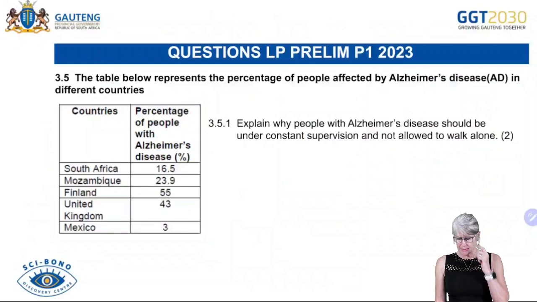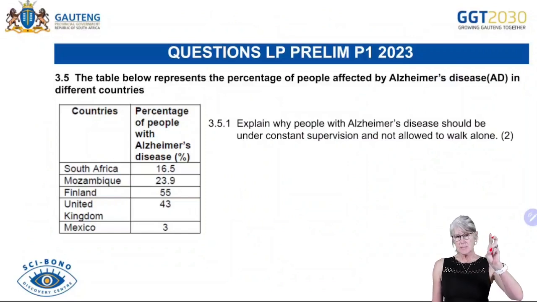All right, so let's have a look at some questions. This is a question from a prelim paper from Limpopo for this year. They say the table below represents the percentage of people affected by Alzheimer's disease, or AD, in different countries. Now remember, Alzheimer's is the degeneration of the nervous system. What's important here is they've given us a whole lot of information in that first statement, and there's an independent and a dependent variable there.